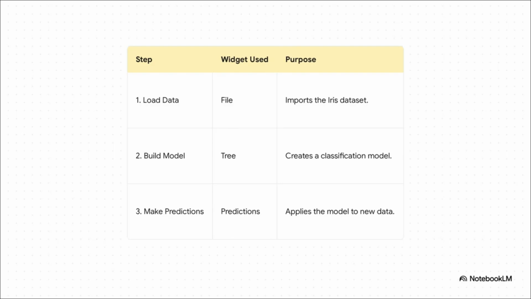And here it is. It's basically a three-step recipe. It's so simple. Step 1, we use the File widget to load the iris dataset. From there, you could even pop in a scatterplot widget just to see the relationships in the data. Step 2, we connect that data to a tree widget, which automatically builds a classification model for us. And step 3, we use the predictions widget to apply that model and see how well it did. It's a completely logical flow, and look, zero code.